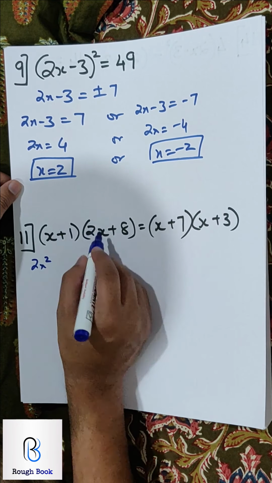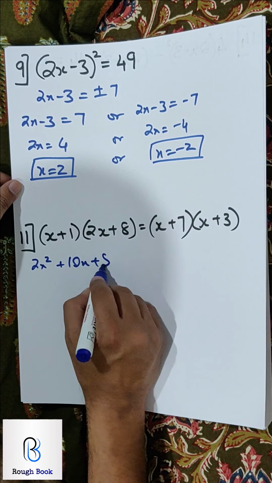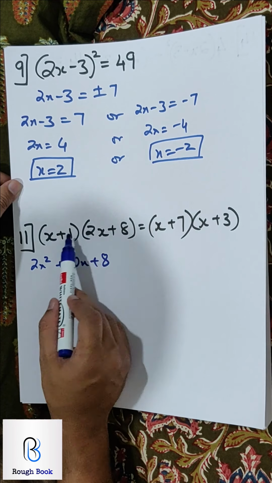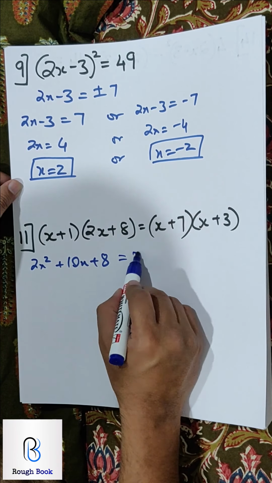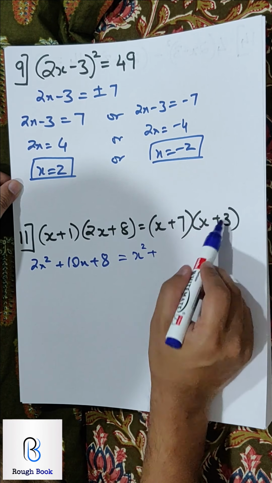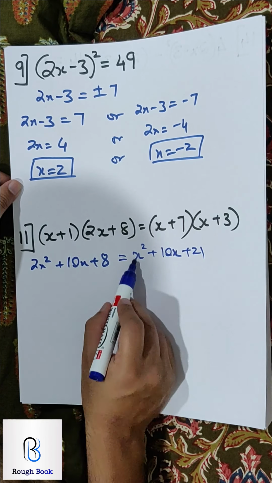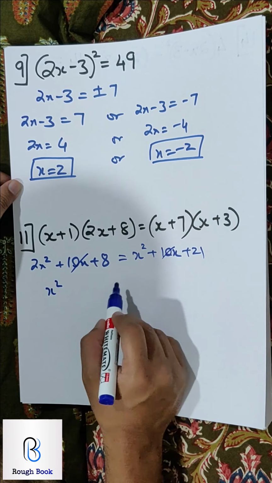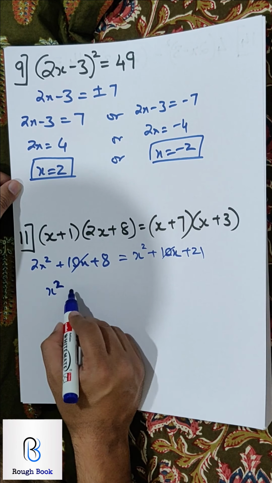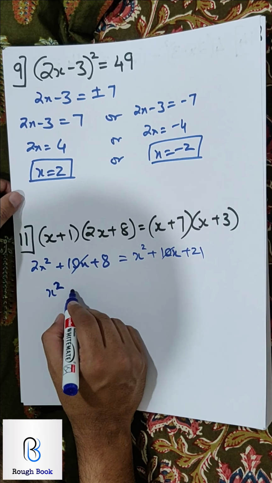2x square plus 8x plus 2x, so 10x, and 8 ones are 8. See what I have done? 8x and 2x, directly in my mind only I wrote 10x to save a step. Likewise x square, 7x and 3x will give me 10x and then 21. X goes on the other side, so x square, 10x gets cancelled, 21 going on the other side, or let's keep 21 here only.